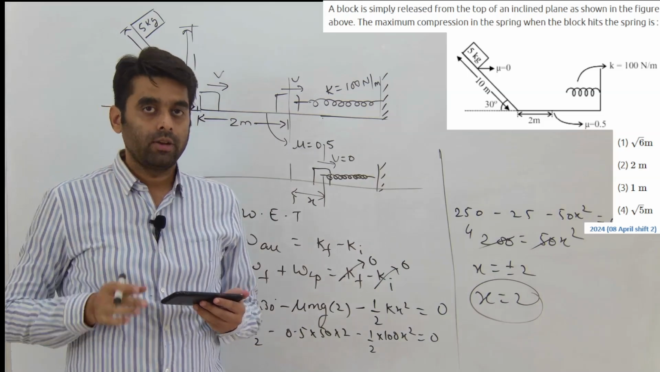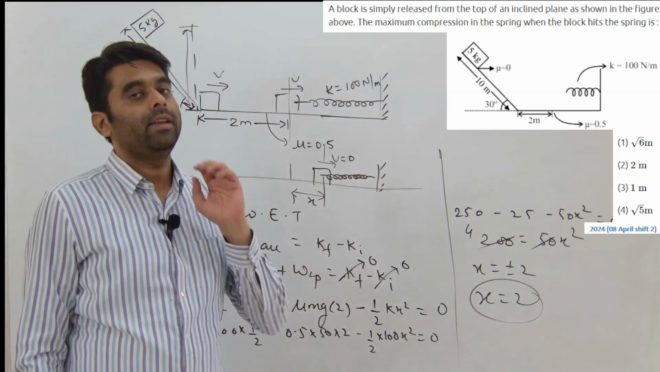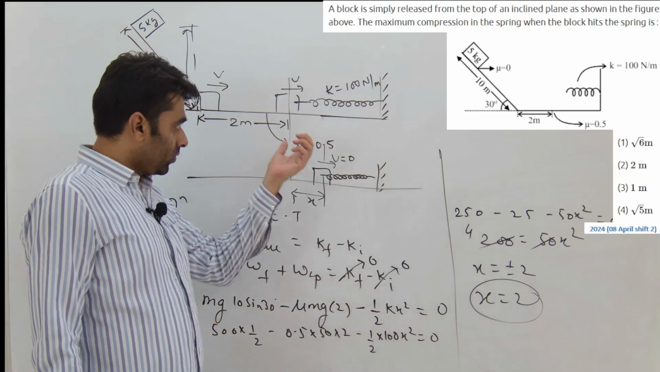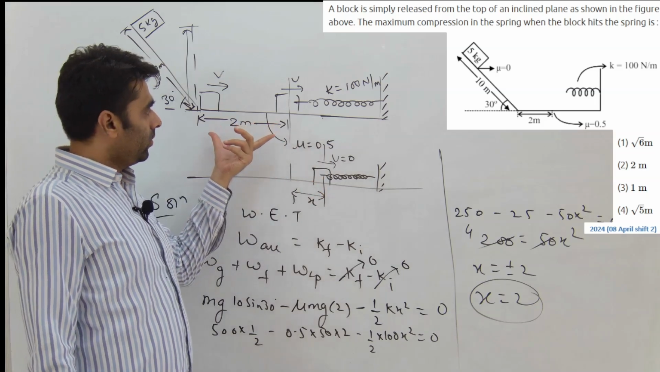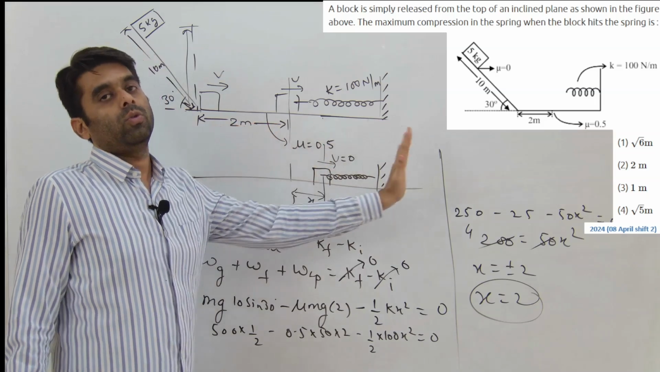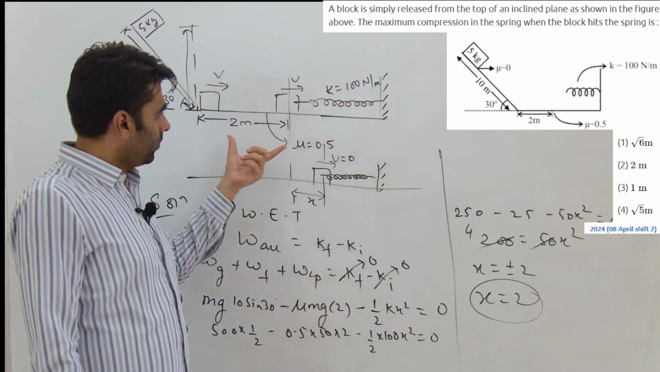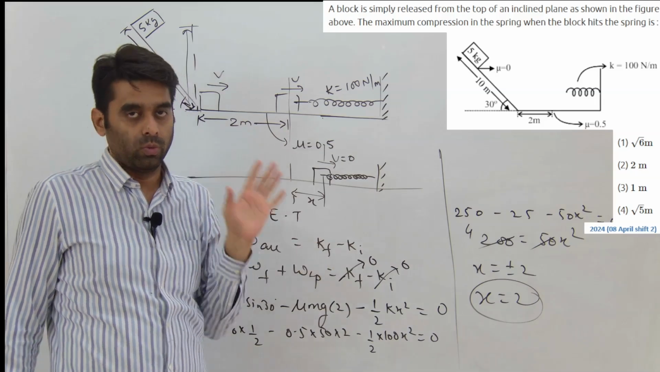Now there is a confusion in this question. Actually there is a lack of clarity in the question: that this mu equal to 0.5, very clearly it is not stated whether this is only for 2 meters or for the full horizontal surface. According to the diagram, I have taken this 0.5 only for the 2 meter distance and solved, and we got 2, right?